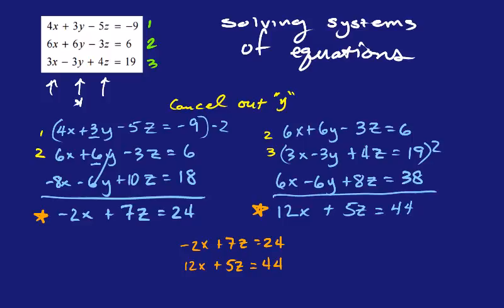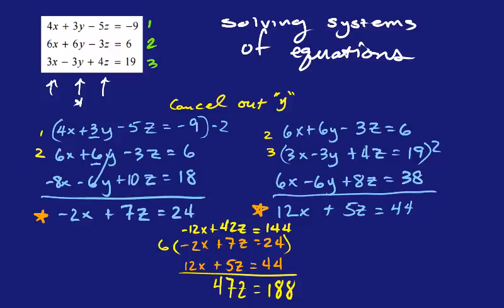If you were to actually do this out, I think we would take the top equation and multiply it by 6, so that then you would have opposite coefficients with the x's, and when you add down, the x's would cancel out. So you'd have -12x plus 42z equals 144. And then we're going to add down, so that'd be 0x, and then it would be 47z equals 188.